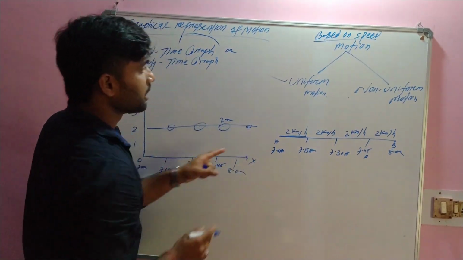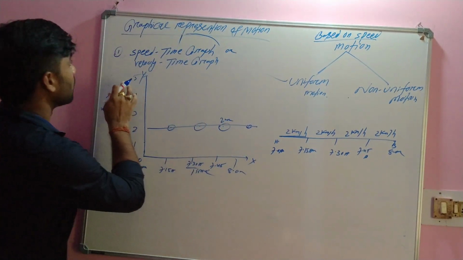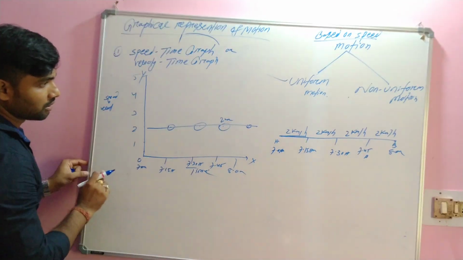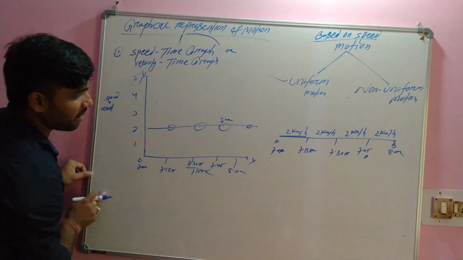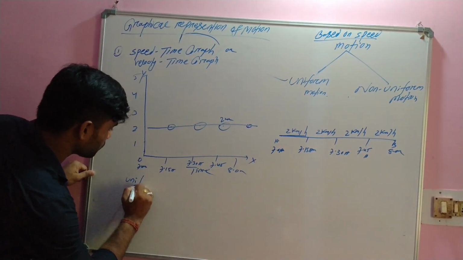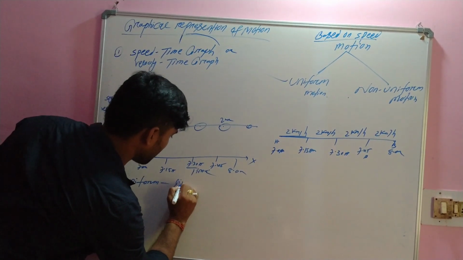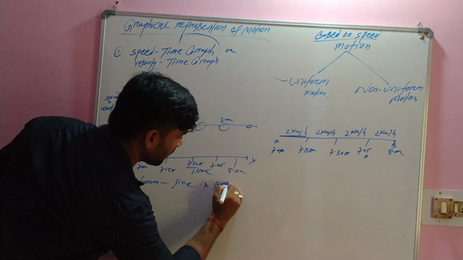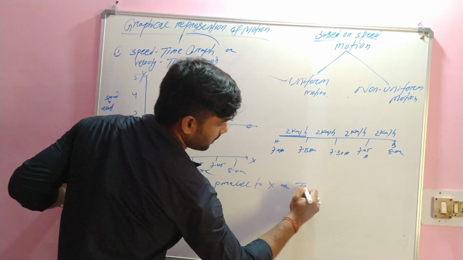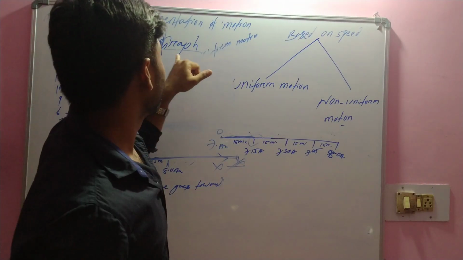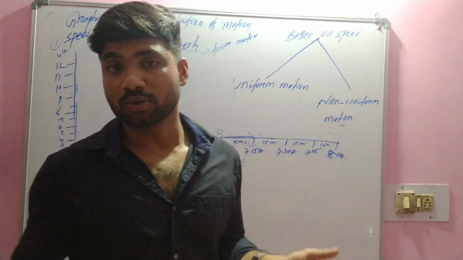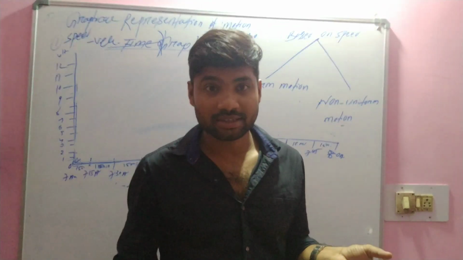When you represent uniform motion on a speed time graph or a velocity time graph, the line is parallel to the time axis or x-axis. Uniform motion: the line is parallel to the x or time axis. Now the speed time graphical representation of non-uniform motion. Non-uniform motion means the speed varies.